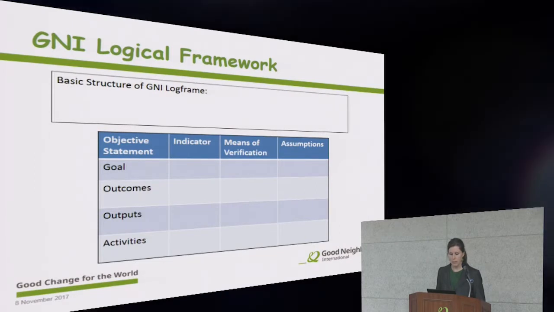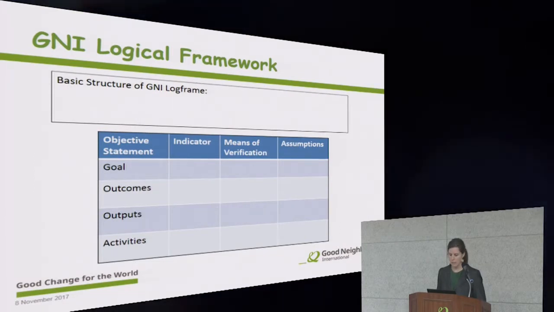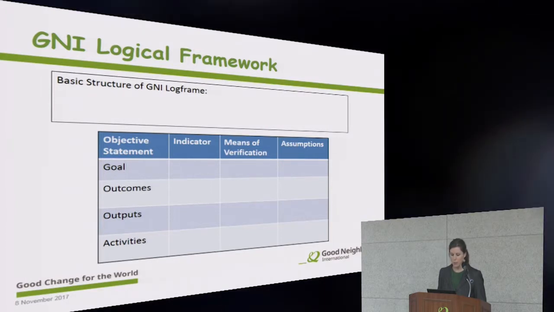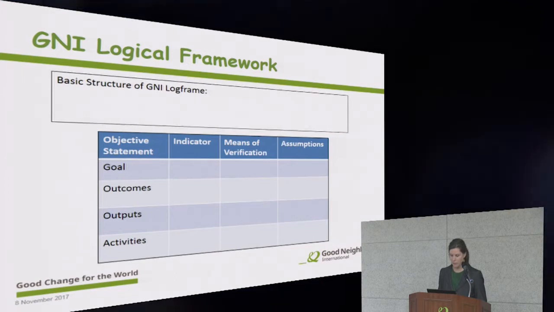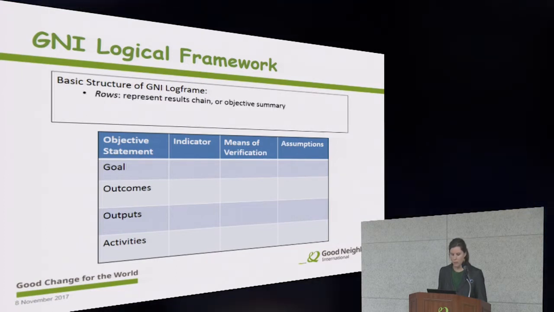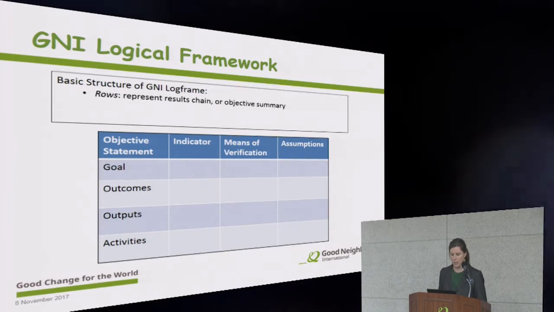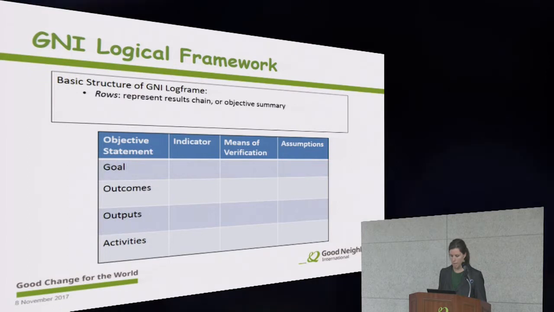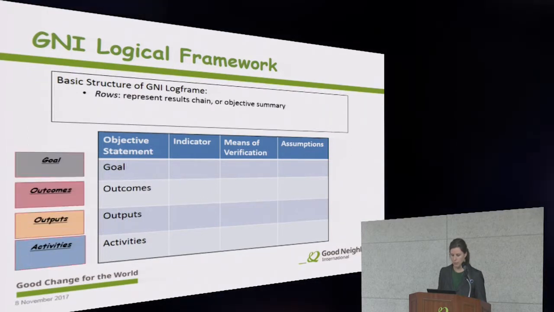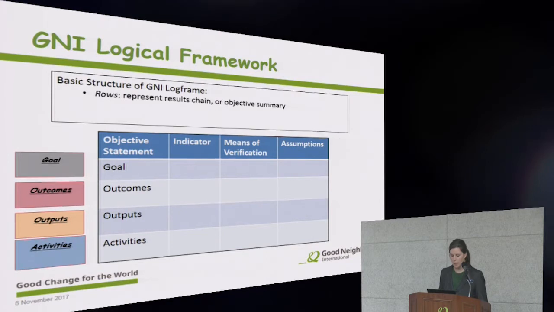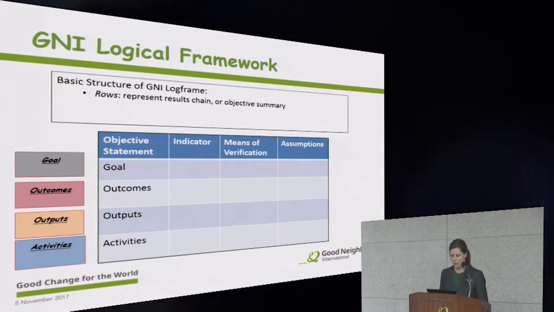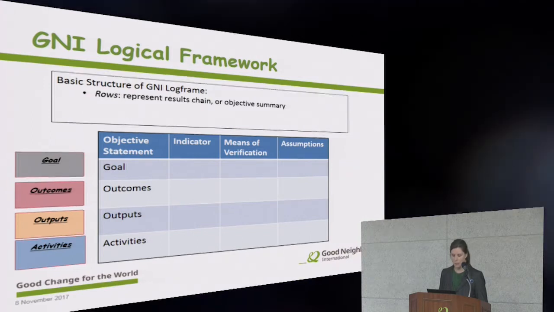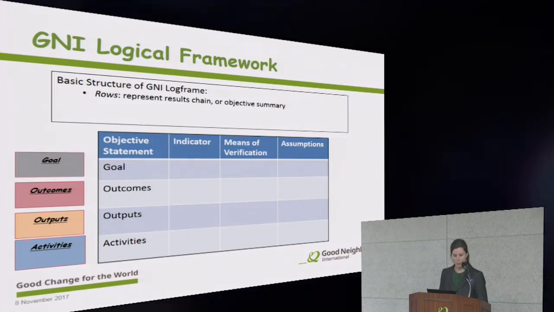So you can see the basic structure of GNI's log frame here. It's a simplified format that's composed of 4 rows and 4 columns. So the rows depict a summary of the results chain, which we just went through. So this should look familiar, as we just discussed. And for consistency within the organization, when we're talking about our log frame and our results chain, we're using these terms: goal, outcome, outputs, activities.